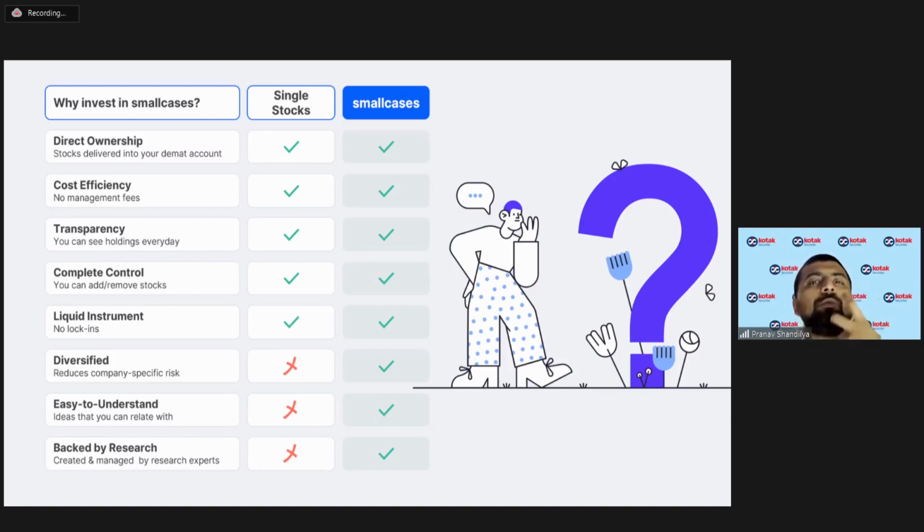Similarly, when you invest in a smallcase, this smallcase, like we discussed, is made up of multiple stocks. All these stocks also come to your demat account only. There is no difference between buying a single stock individually or buying 2-3 stocks individually versus going and buying an entire smallcase basket. So it is one and the same.